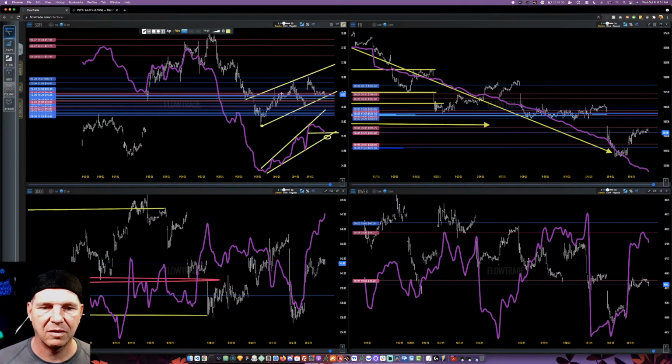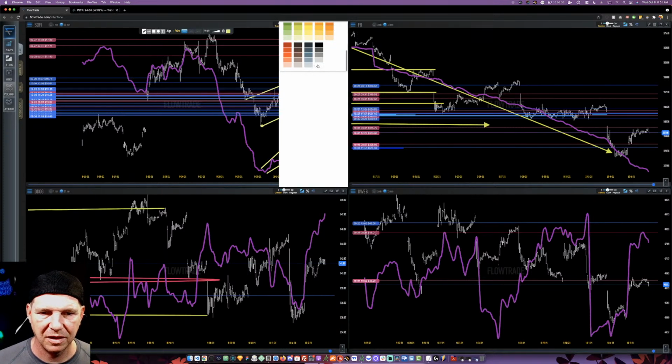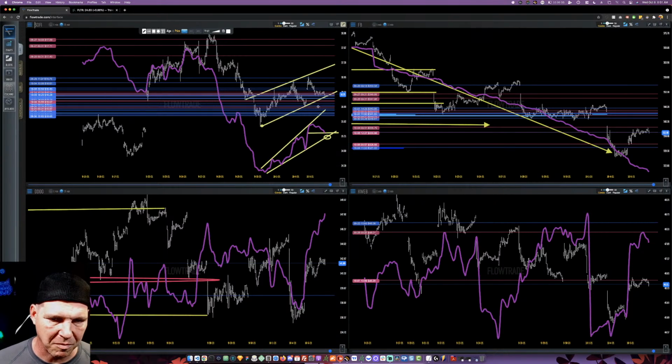So it could be a rising channel. We've got massive white line support. Let me just show you what that's at, right at the 1625 level. Right? There's just massive support here.